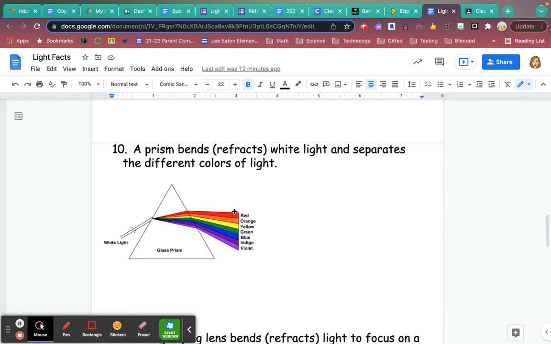So you do not have to draw the picture, but you do need to know the order of the rainbow: red, orange, yellow, green, blue, indigo, violet. So you might also know it as Roy G. Biv.